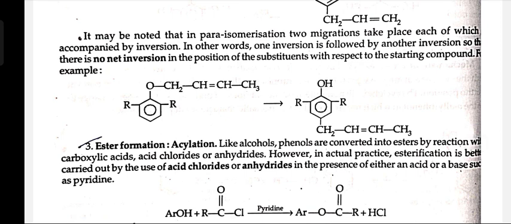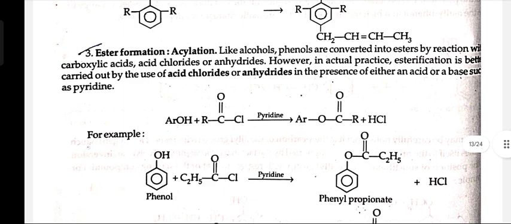It may be noted that in the para isomerization, two migrations take place, each accompanied by an inversion. In other words, one inversion is followed by another inversion, so that there is no net inversion in the position of the substituents with respect to the starting compound.